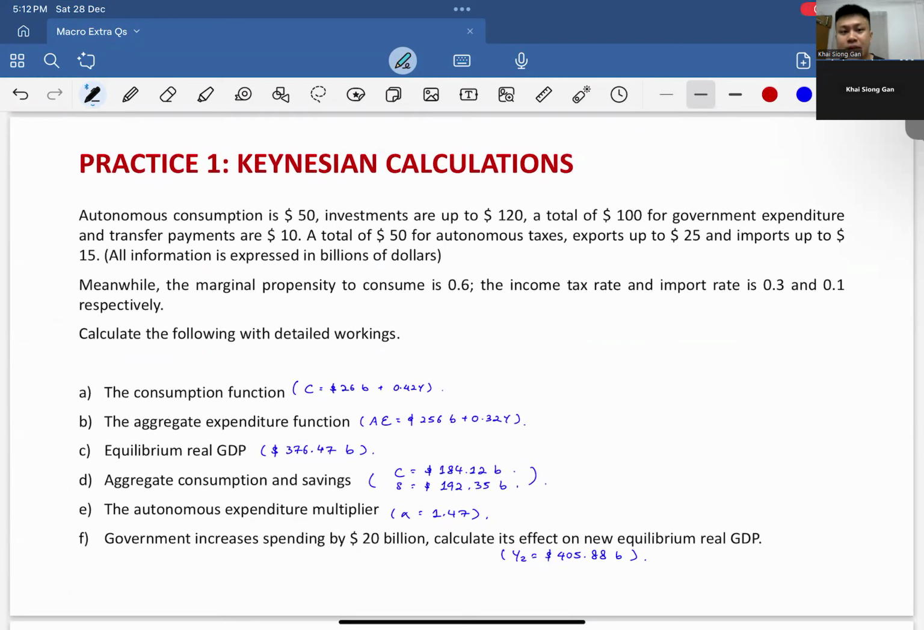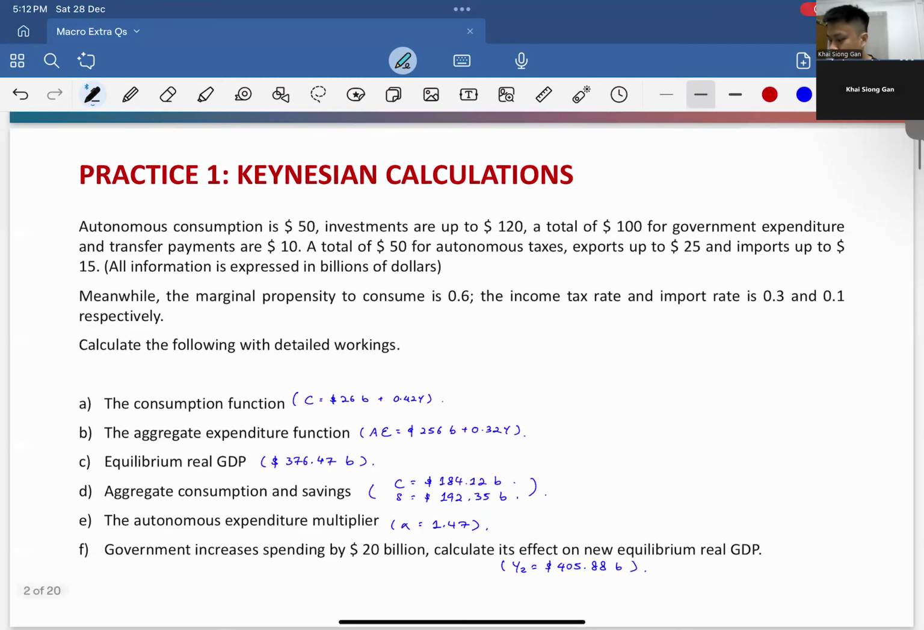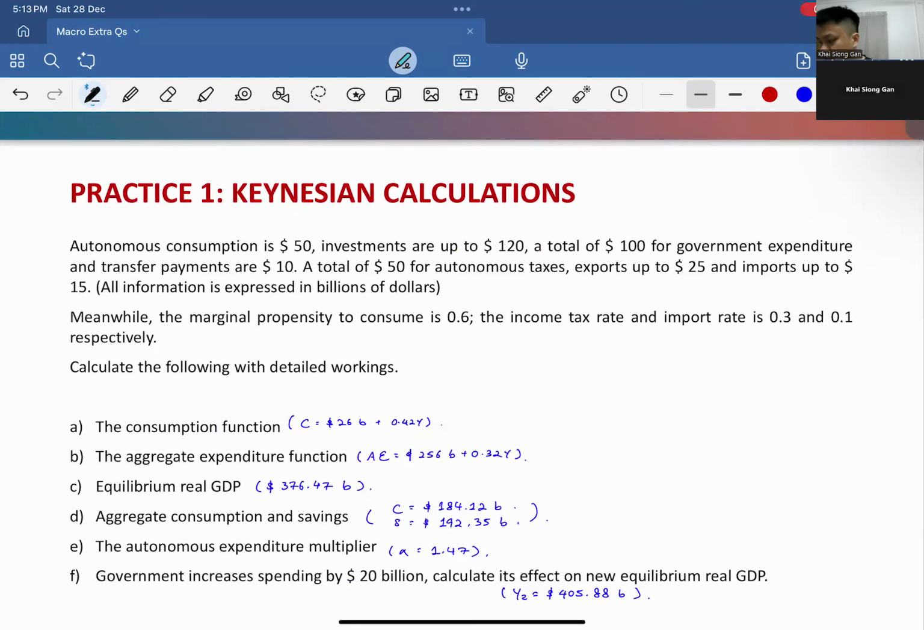So let's start with practice one over here first. Although I had already provided some of the final answers on the side of the questions, let's work on it together with the detailed workings, and also talk about some potential questions that you may come across in your exams. First of all, you will be given the data, the scenario, the values. You can see there's one paragraph over here with all the information.